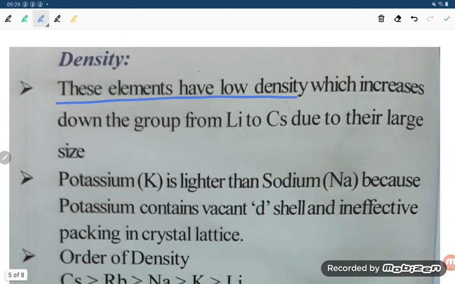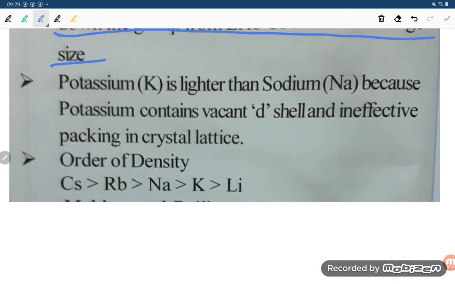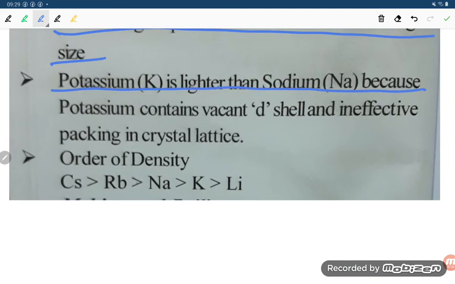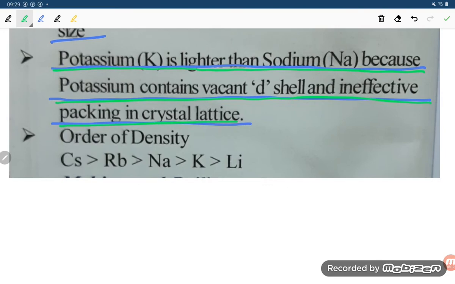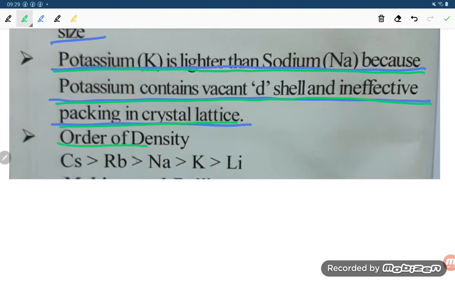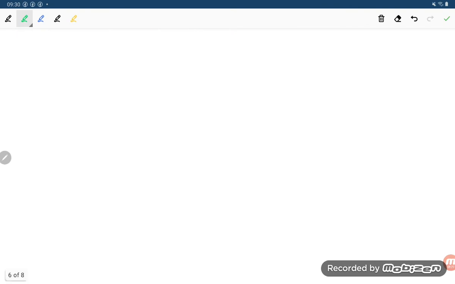Density. These elements have low density, which increases down the group from lithium to cesium due to their large size. Potassium is lighter than sodium because potassium contains a vacant d subshell and has ineffective packing in the crystal lattice. And that is the answer. Order of density: cesium highest, then rubidium, sodium, potassium, and lithium. Right, student? So this is the order.